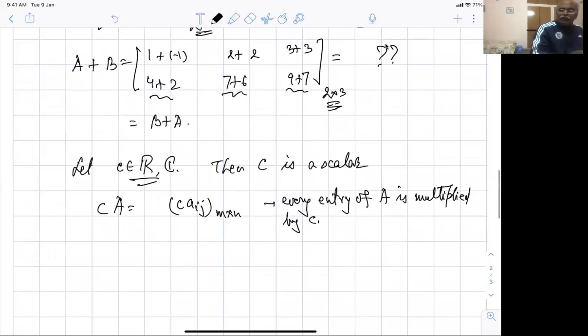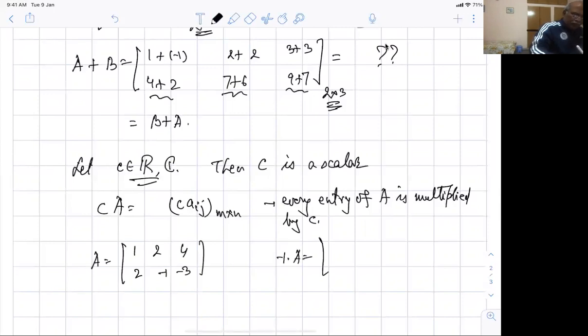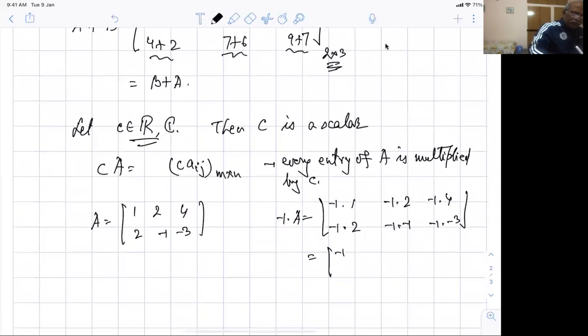We are increasing the size or reducing the size. When C becomes negative, the direction will change and things like that. Fine. So if A is 1, 2, 4, 2, minus 1, minus 3, then minus 1 times A will become minus 1 into 1, minus 1 into 2, minus 1 into 4, minus 1 into 2, minus 1 into minus 1, minus 1 into minus 3, which is same as minus 1, minus 2, minus 4, minus 2, 1, 3. All right, fine.